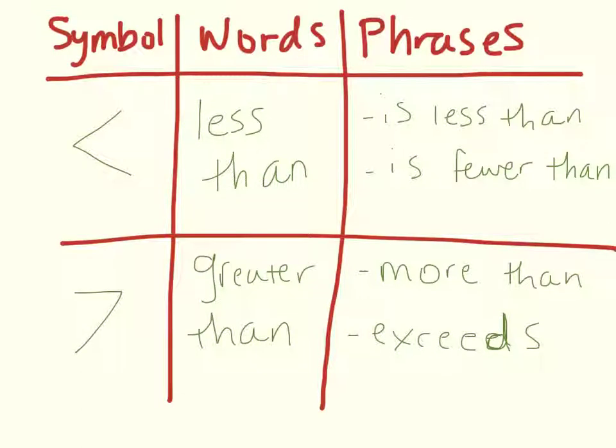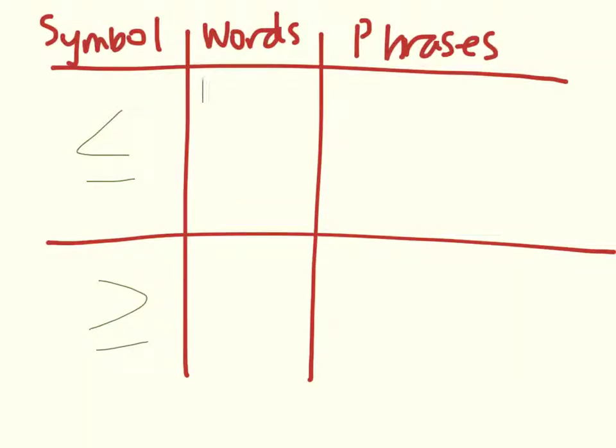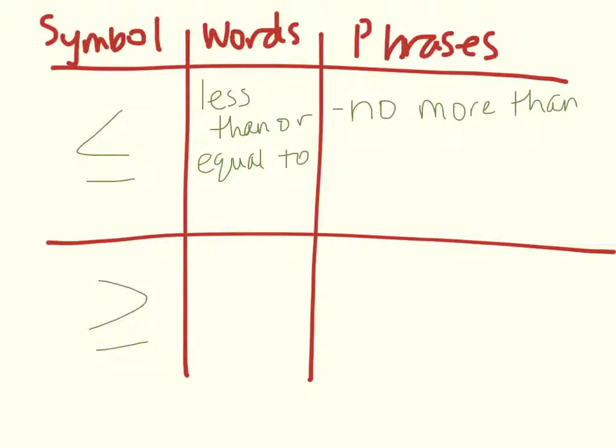Our other two symbols are less than or equal to, and we might describe that by saying it is no more than, and we also might say is at most. So if something is at most 20, then it needs to be less than or equal to 20.